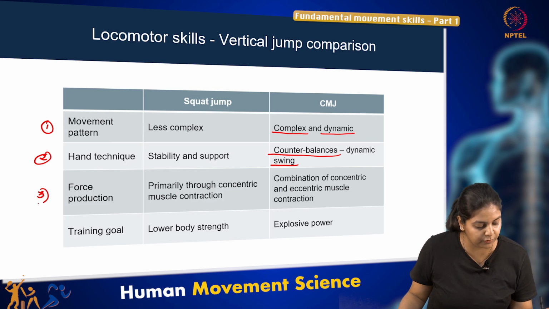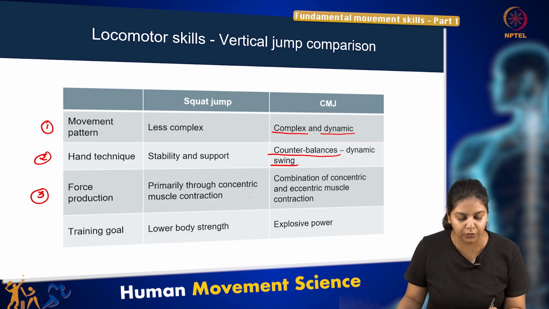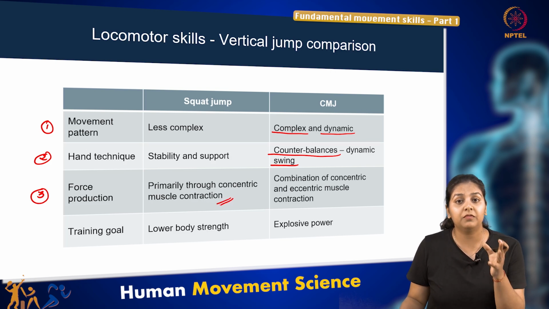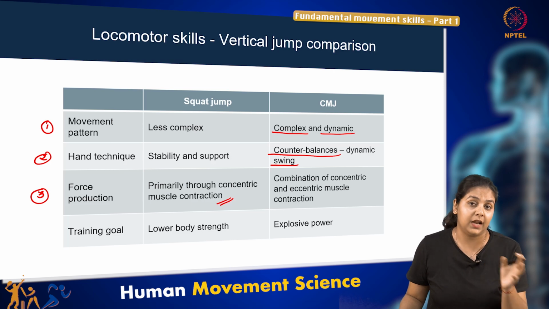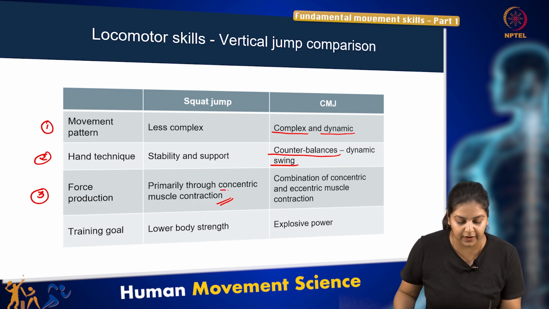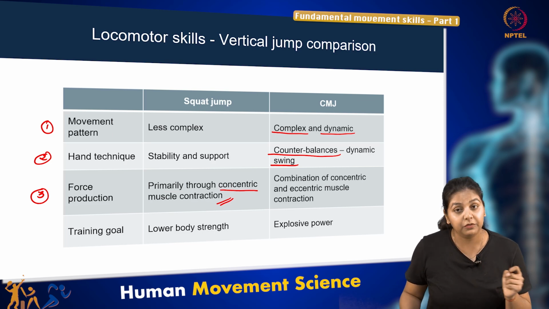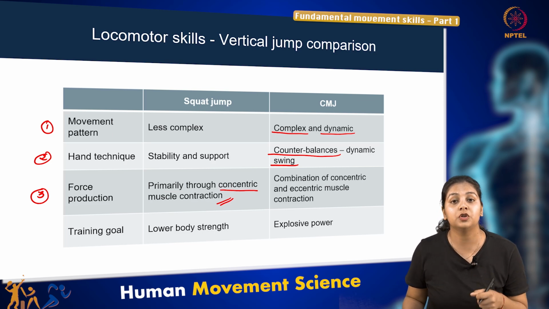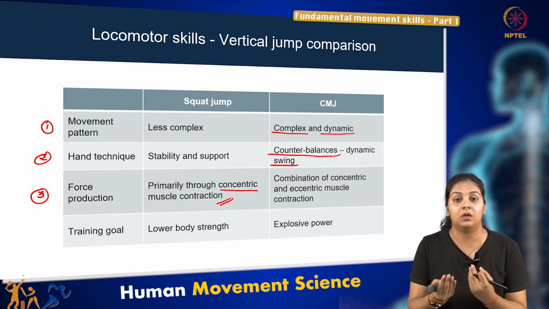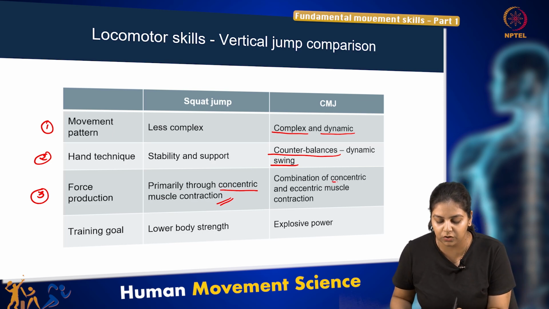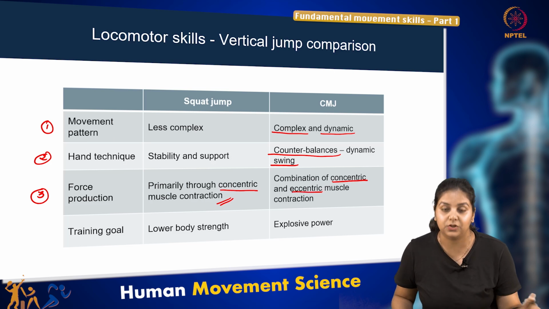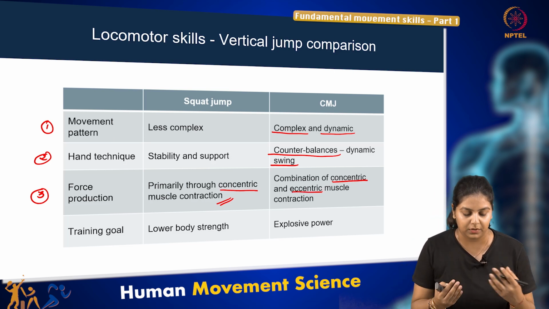So looking at the force production, it's primarily through concentric muscle contraction. If we are revising back to our functional anatomy module, you should be aware of what the term concentric means, right? So it is concentrically contracting. So that's how it's producing the force. However, for a counter movement jump, because you're using your arm swings to counterbalance, it's a combination of concentric and eccentric muscle contraction, right? So it's a combination.